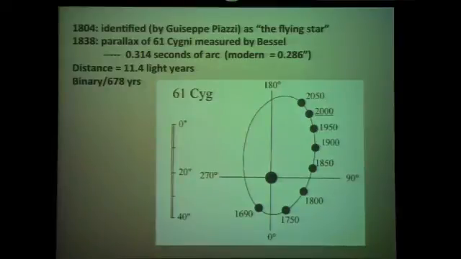61 Cygni, as it turns out, is a binary star system. So there are two stars in that system. One of them appears to orbit the other. They orbit each other. But one of them appears to orbit the other in an orbit that takes it about 678 years. So you can sort of see the general orbit of the 61 Cygni system. It's at about 11 light years from the Earth. 61 Cygni is a well-studied system.